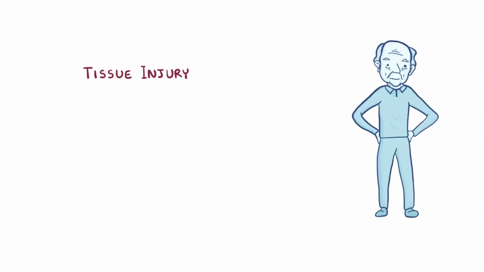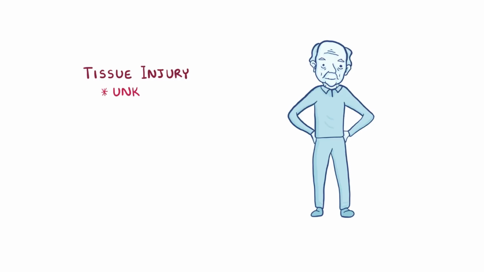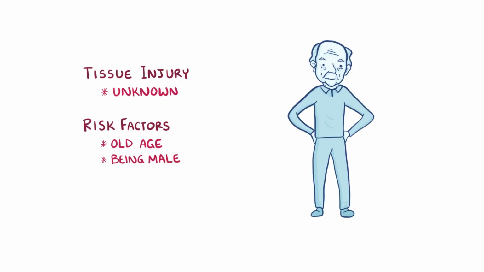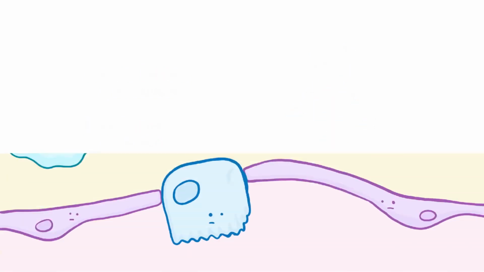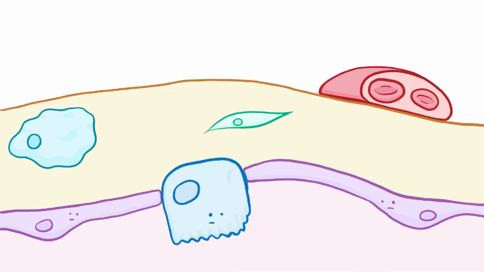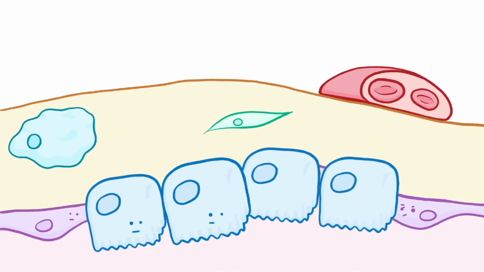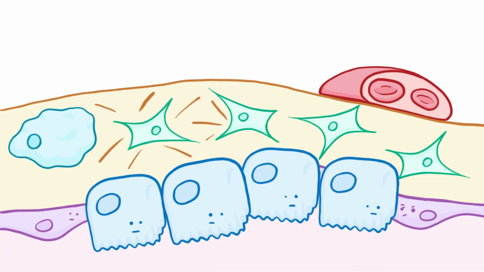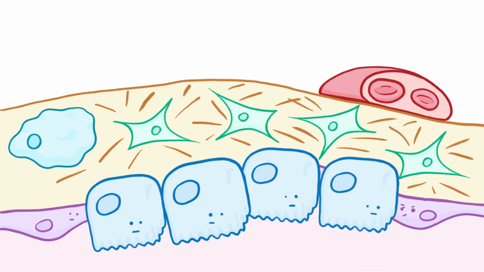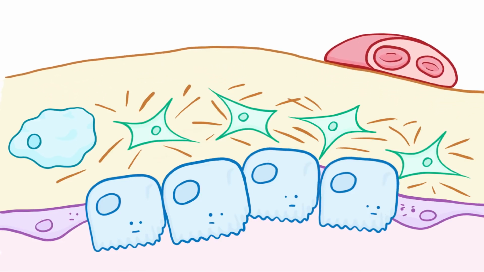The tissue injury that triggers idiopathic pulmonary fibrosis is unknown, but there are some known risk factors including old age, being male, and tobacco smoking. Once the process is triggered, however that happens, the fundamental problem is that the type 2 pneumocytes overproliferate during the repair process, and this leads to too many myofibroblasts and too much collagen. To make matters worse, the myofibroblasts don't undergo apoptosis normally, and instead continue to make even more collagen.